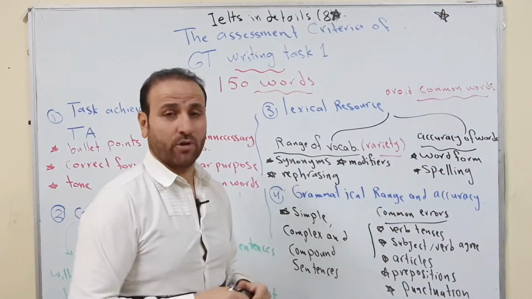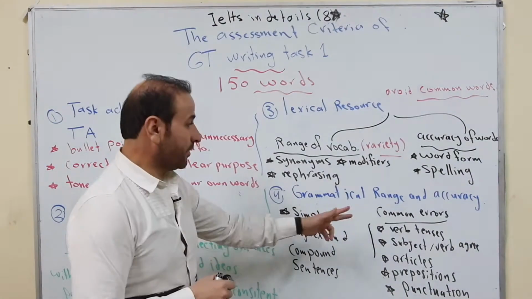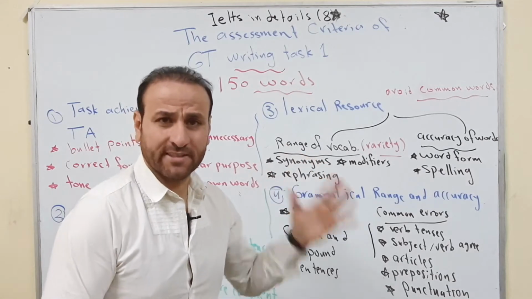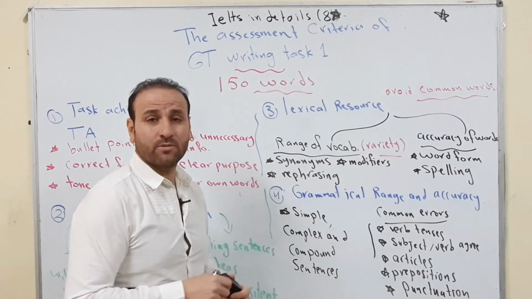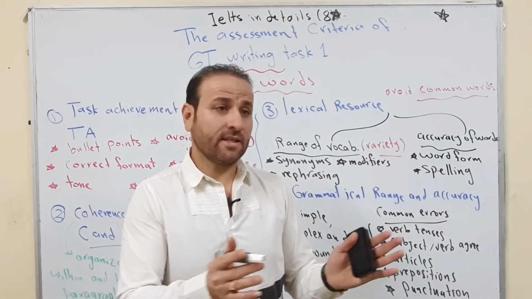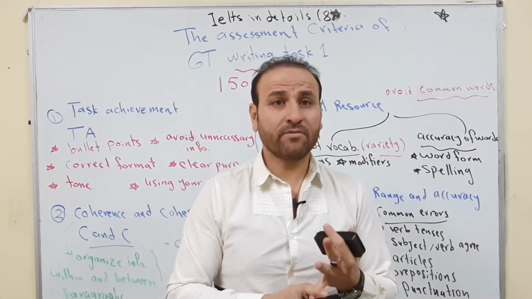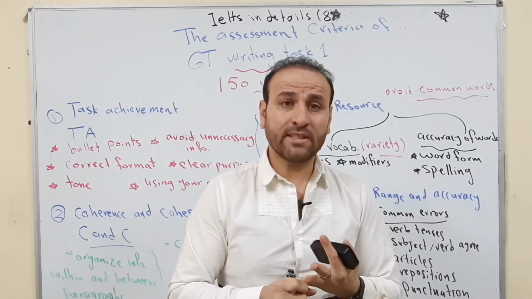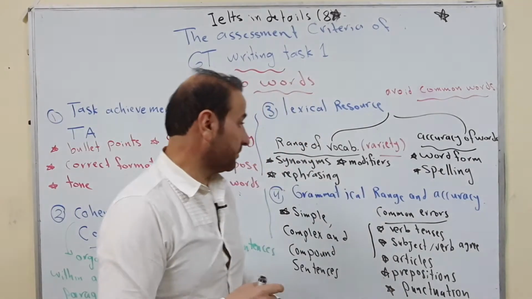Grammatical range and accuracy. This is very important, of course, because we will focus on two things. First, the sentences. Sentences should be simple, complex, and compound. A lot of students just write simple sentences. They stay in the relaxation zone. This is a very big problem. You have to write a variety of sentences: simple sentences, compound sentences, جمل مركبة, and complex sentences using subordinate clauses.